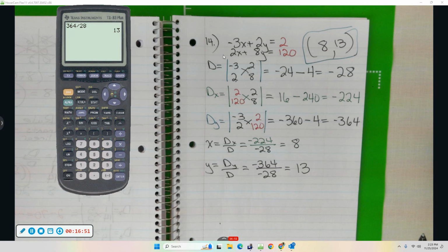What I would do, if you wanted to use substitution, is divide through by 2 to get a 1, 4, and 60 on the other side. Then just solve for x. So that wouldn't have been too bad. Any questions there?